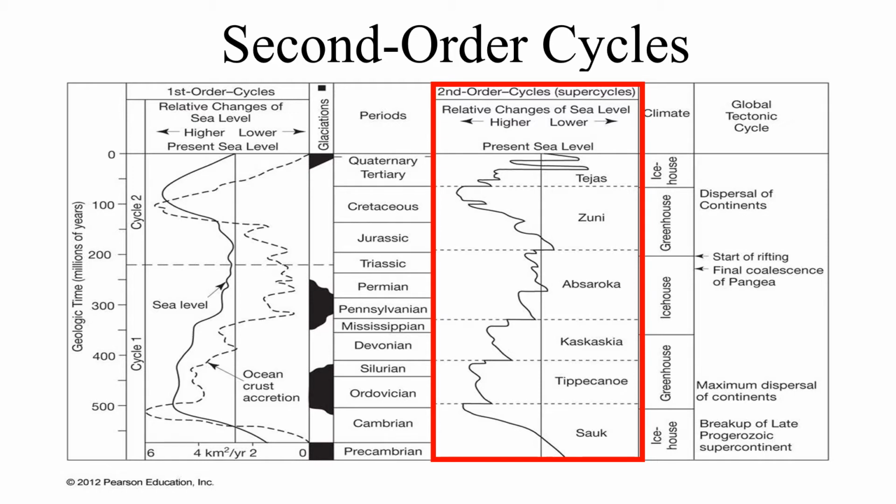The Absaroka is a little weird. The Absaroka sequence is considerable in size, but notice it doesn't really represent a huge package of sediment. This is Pangea coming together, and then we end the Absaroka with the beginning of the rifting that goes on in the Triassic. So the Zuni sequence is a major transgression, one of the biggest we've seen since the Sauk. That goes from the Jurassic through the Cretaceous period. It starts to go down a little bit in the latest Cretaceous as continents continue to disperse. And then we have our current sequence with the Tejas.